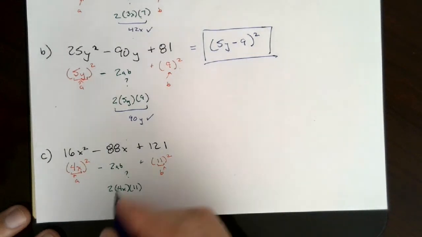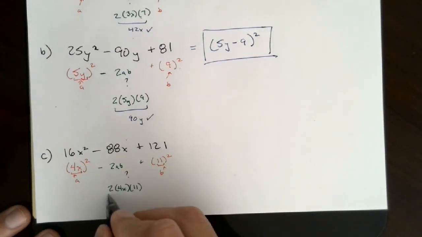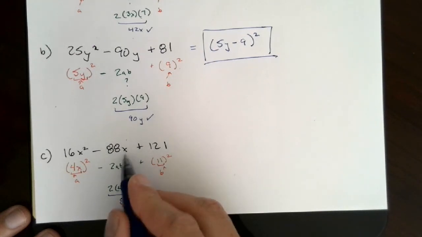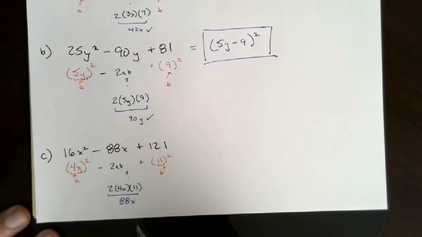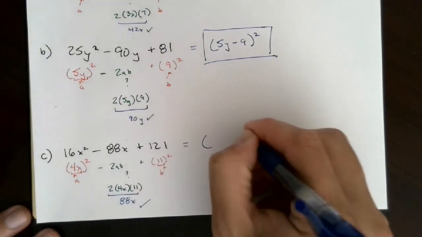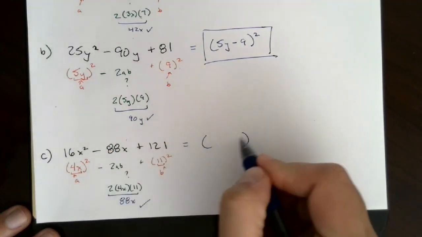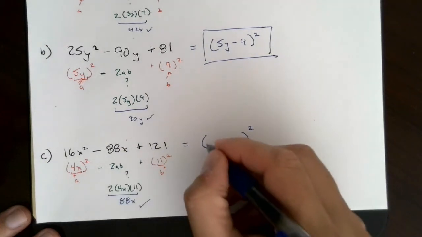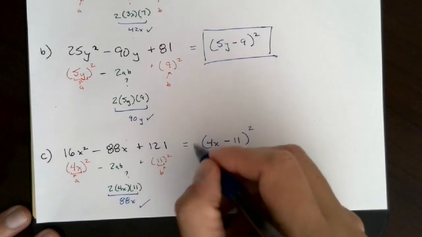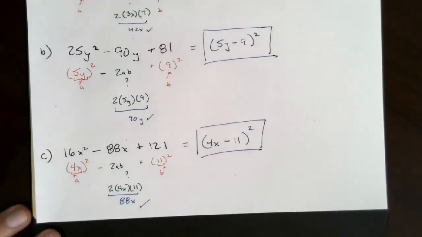If you multiply that out, 2 times 4x is 8x times 11. Well, that's 88x, and that's what I was checking to see. Does it match the middle term? It does. The 88x is a minus there, so it checks out. Since this checks out, you know this has to be a minus b, the quantity squared. Well, what's a? a is 4x minus what's b? 11. So it's 4x minus 11, the quantity squared.